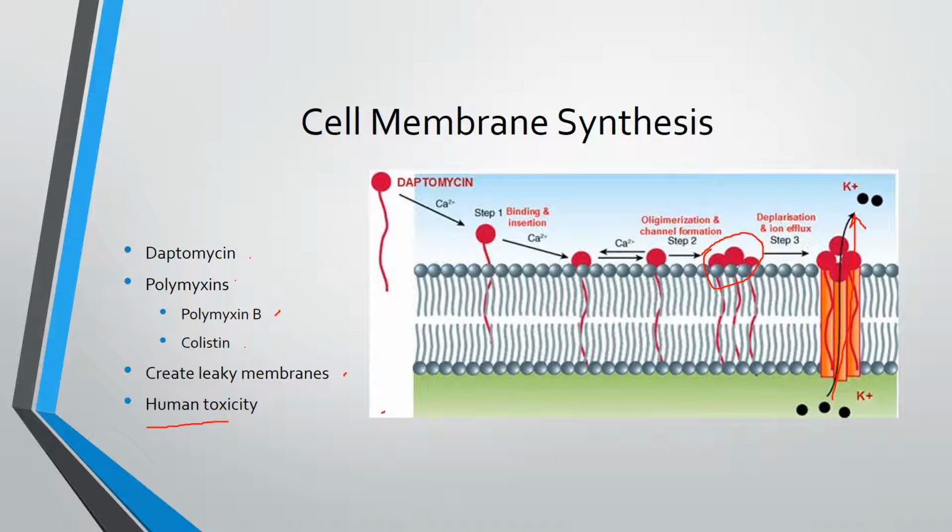We've got several drugs: daptomycin, as well as the polymyxins, which include polymyxin B and colistin. Both of these target cell membrane synthesis. And basically, the purpose of them is that they create leaky membranes. Again, you're just trying to disrupt those osmotic controls that the bacteria should have over its cell, leading to lysis.